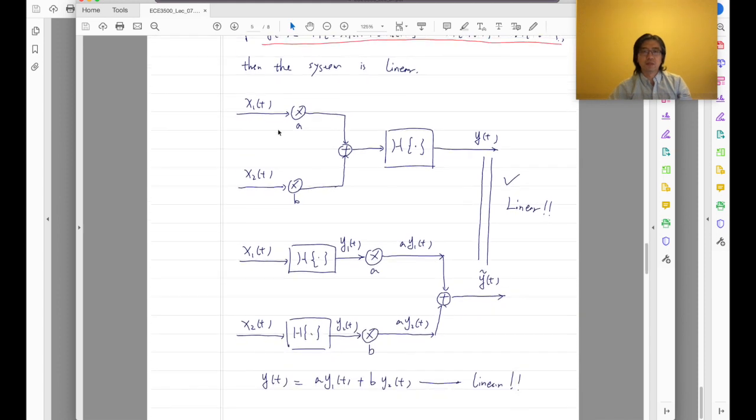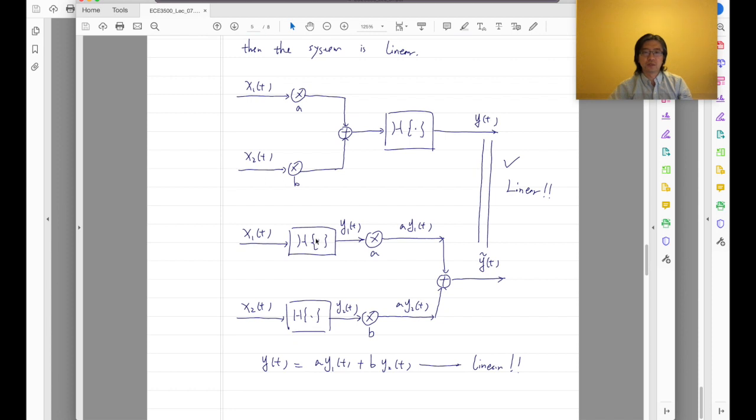If we have two signals as input, we first scale them and sum them, then pass the result into the system and get one output. The other way is to pass each input through the system, then do the scaling and the addition, and we get another output. If these two are equal, then we say the system is linear.